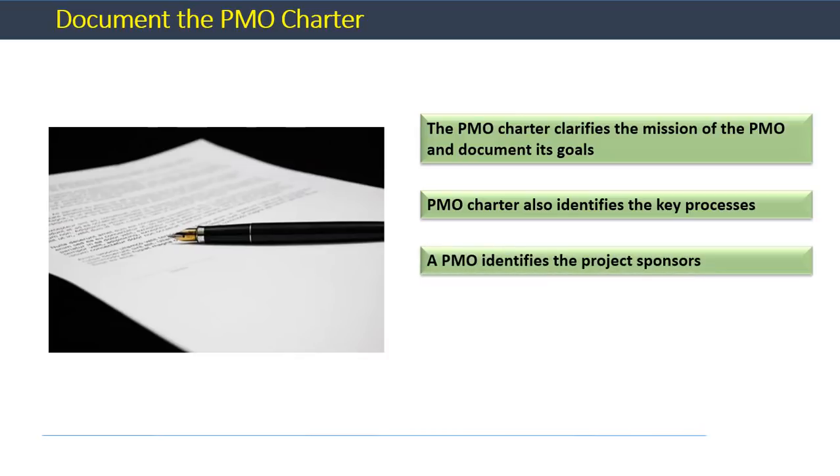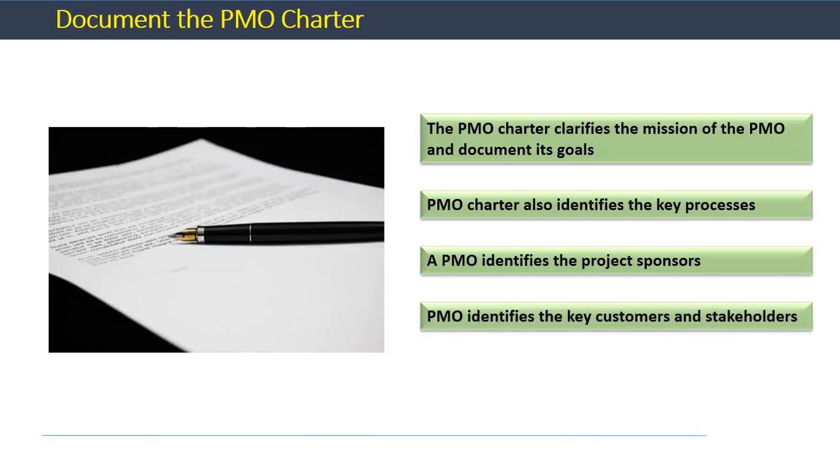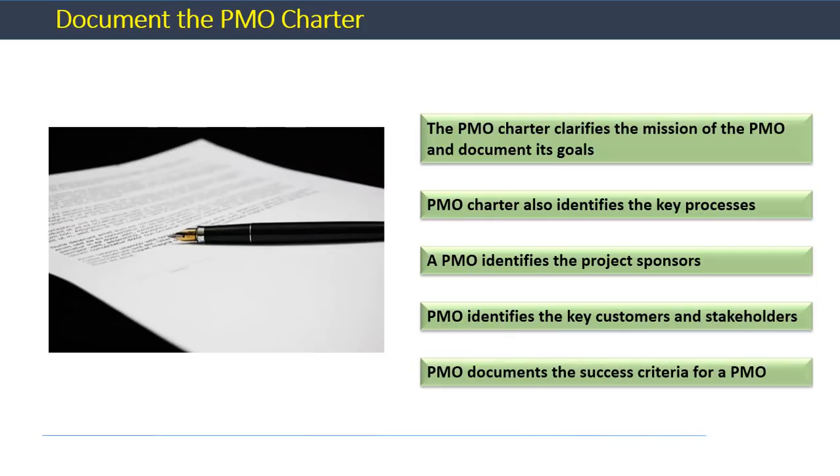The PMO Charter also identifies the project sponsors whose projects will be served by the PMO. This may be people from the line of businesses, IT, or other organizations. The PMO Charter also identifies the key customers and stakeholders. And the Charter also identifies the success criteria of a PMO.